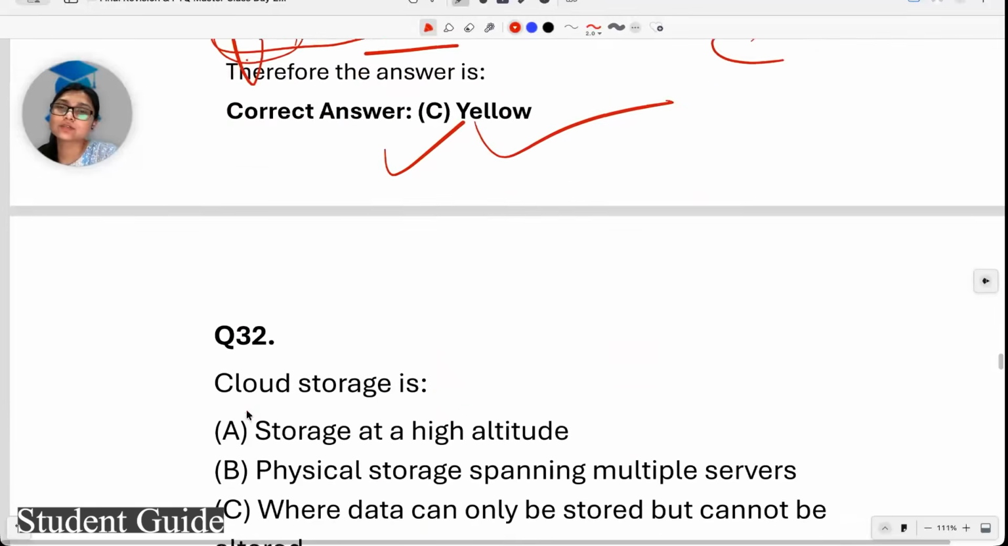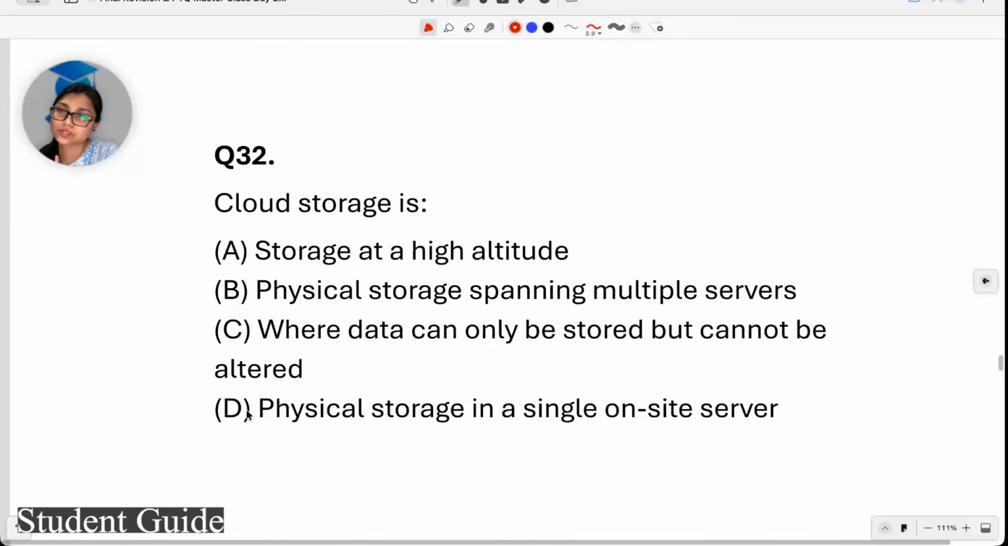Now, quickly moving to the next question. Question number 2 for today's discussion. Question number 2 is about cloud storage, a very easy question. You already know that we have various servers and sometimes we store our photos, videos, and many things in the cloud. So basically we need to find the correct option.